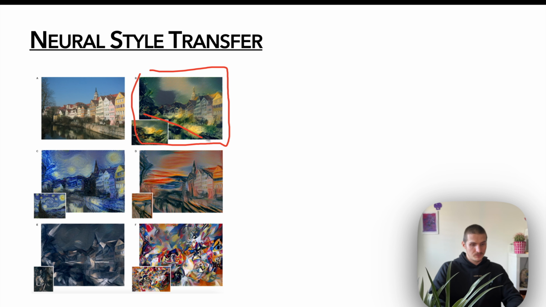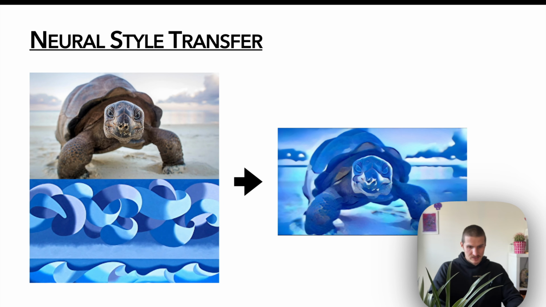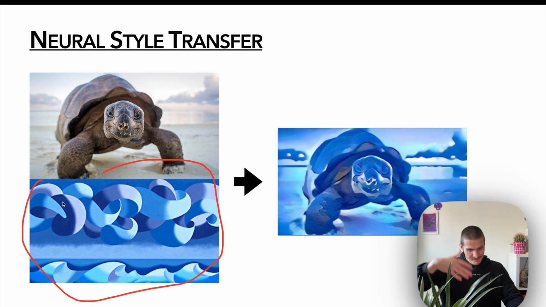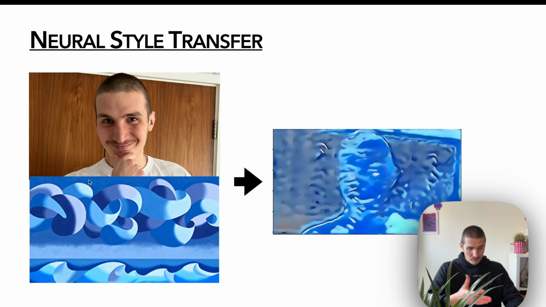So this really works. And this is our example with the turtle. Again, you can see that the rough outline of the turtle is still the same. You still have the clouds in the background and the sand and the beach. But it is now in this style of bluish, wavy curves. Here's another one.